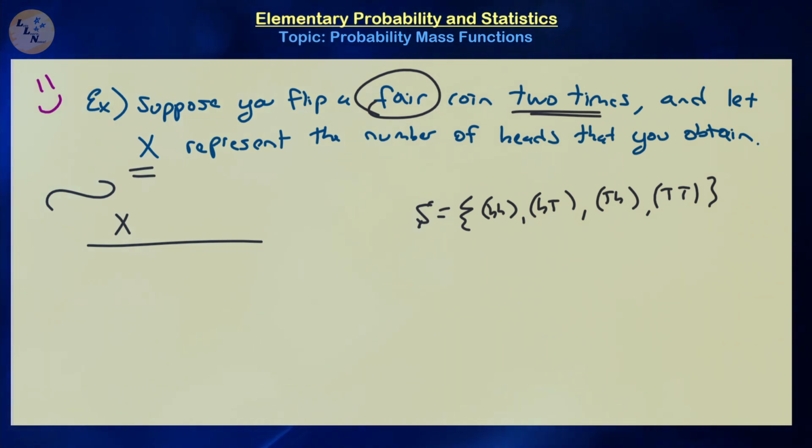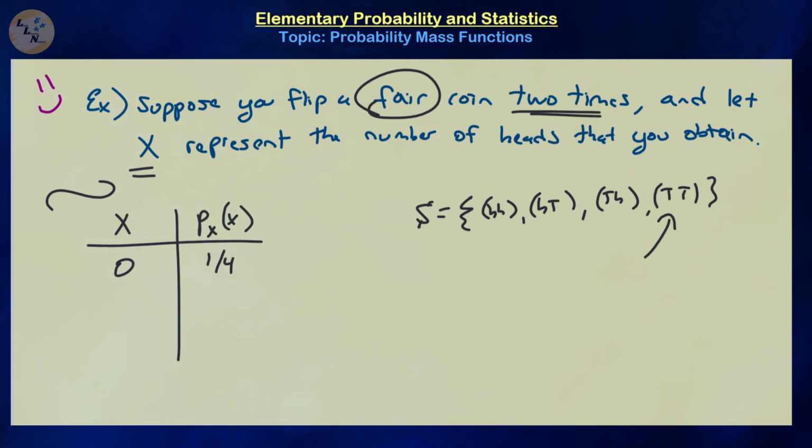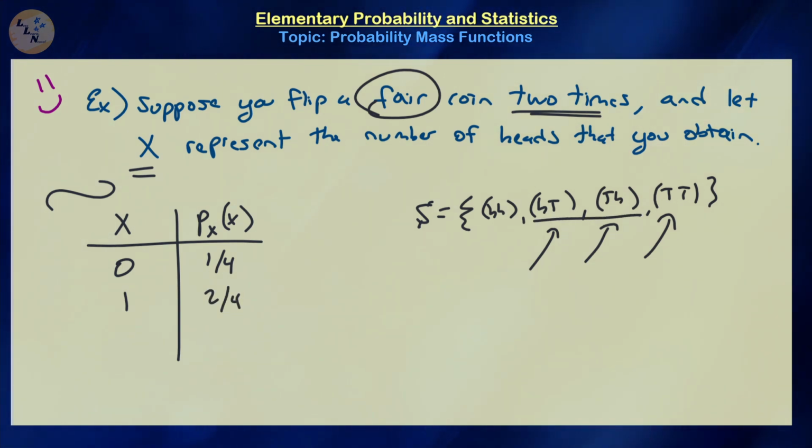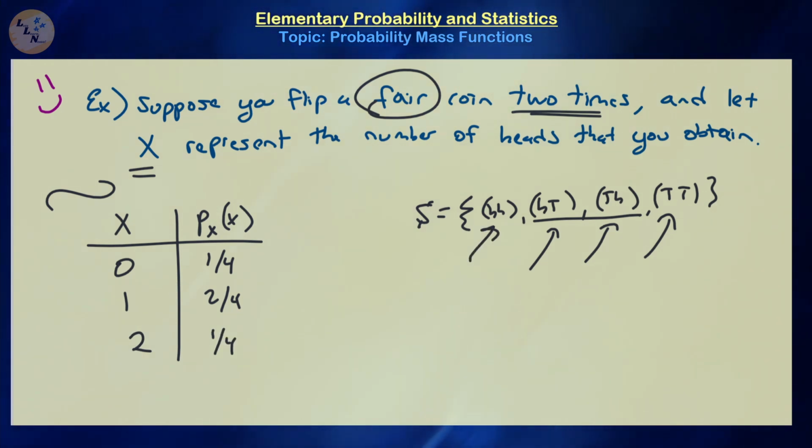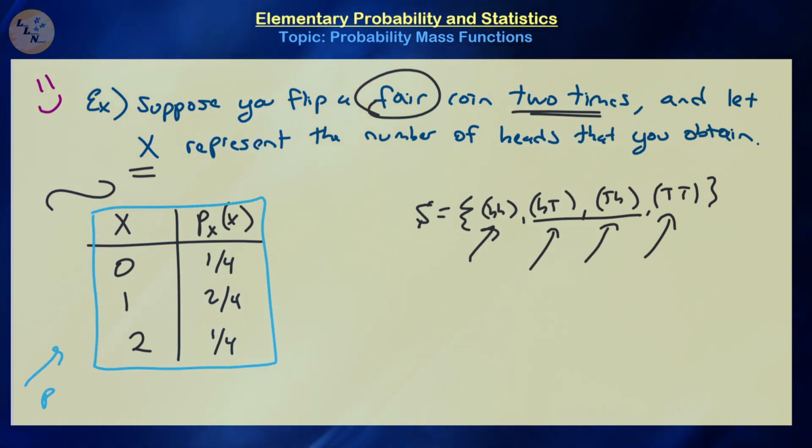So the minimum number of heads you can get would be 0. That would correspond to TT. So the probability of getting 0 heads would be equal to 1 out of 4. And what about 1? The probability of getting 1 head would correspond to 2 out of 4. I'm not going to simplify that. And the probability of getting 2 heads would be 1 out of 4. That would correspond to the HH element. So these are all the possible values. Therefore, this corresponds to my probability mass function for this random variable x.